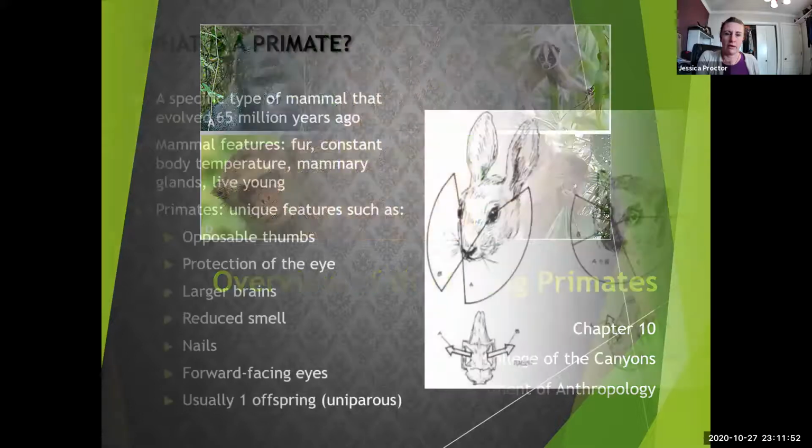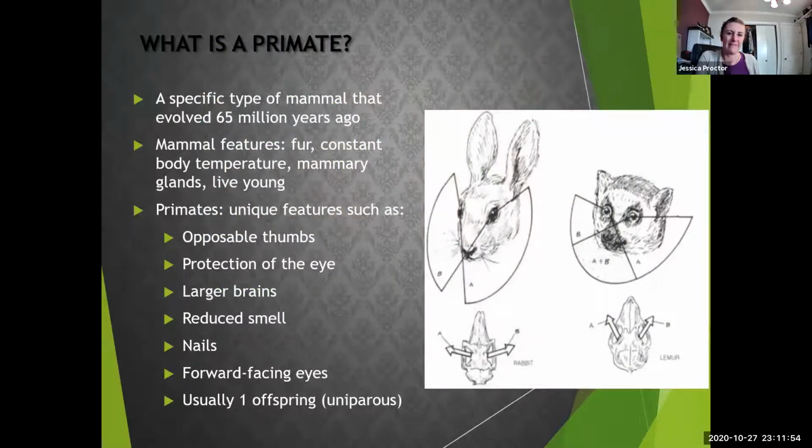All right, so let's talk first about how we distinguish a primate from other mammals. We of course have some things in common with other mammals. We have fur, we're able to maintain a constant body temperature. We call that homeothermic. We have mammary glands and we give birth to live young. So these are the features that we have in common with the other mammals.